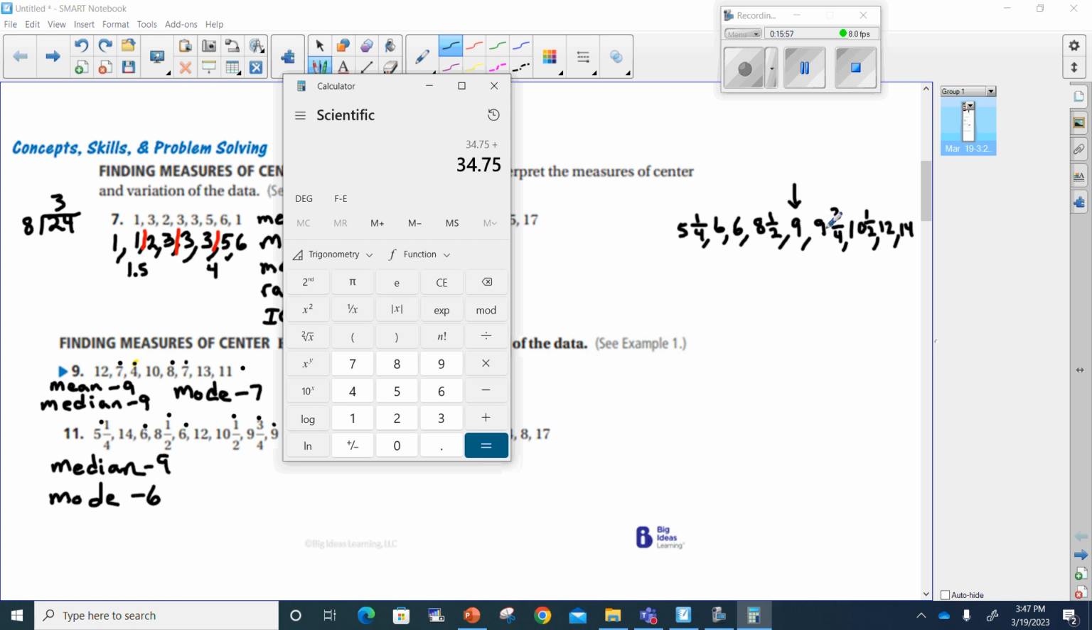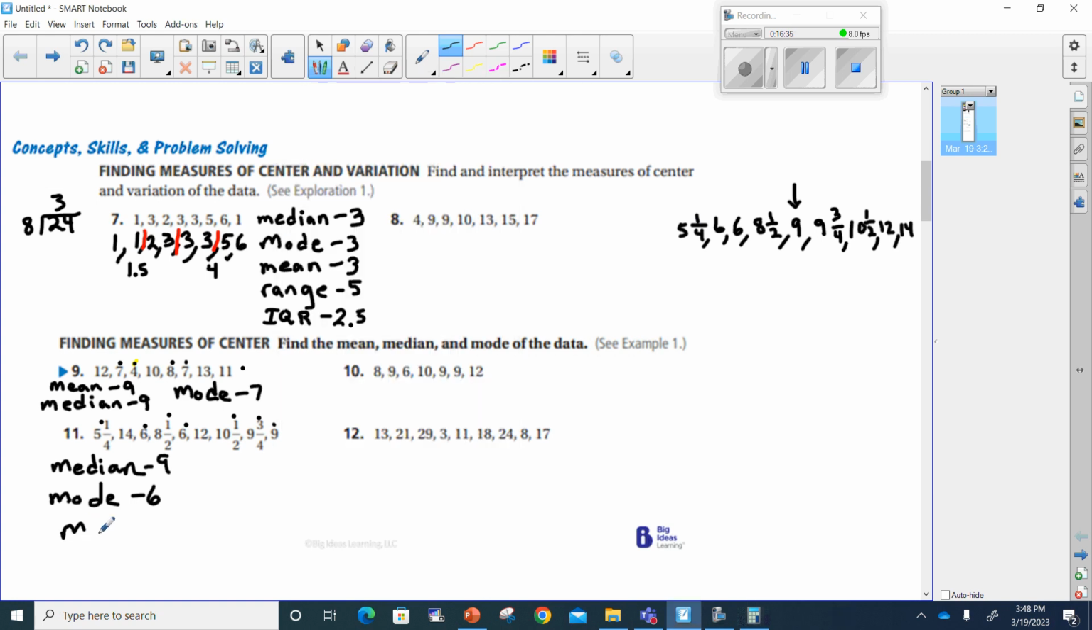I'm going to add that to 9 3/4. 3/4 is 0.75, so this is 9.75 plus 9.75. 10.5 is really 10.5, so plus 10.5, plus 12, plus 14. That gives us 81. Now we got to divide that by the number of numbers there are. 1, 2, 3, 4, 5, 6, 7, 8, 9. So we're dividing this by 9. That's going to give us 9. So the mean is 9.